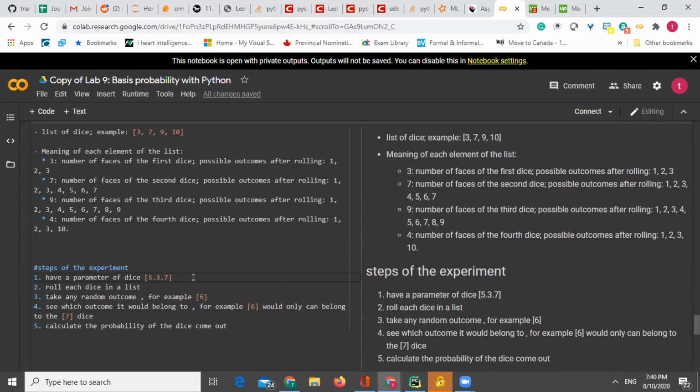At the first step, have a parameter of dice instead of writing. Have a list of dice as the parameter, and the possible outcome.